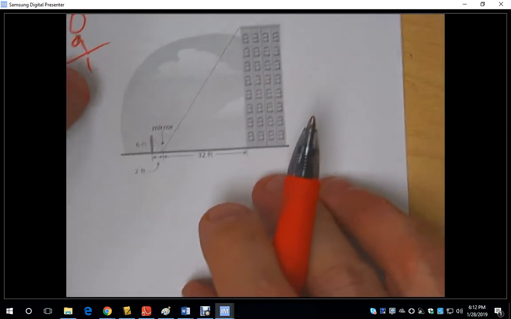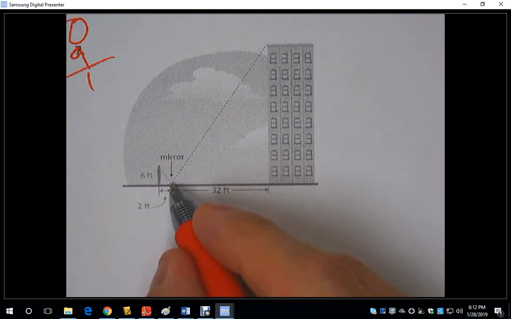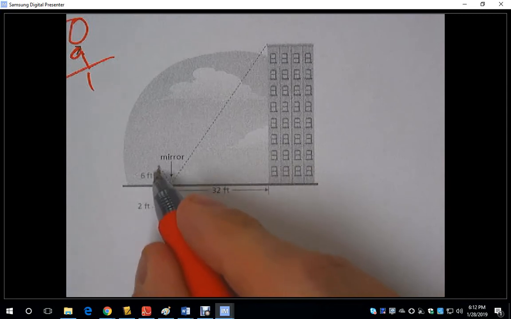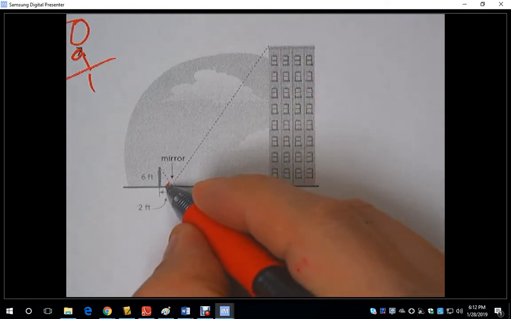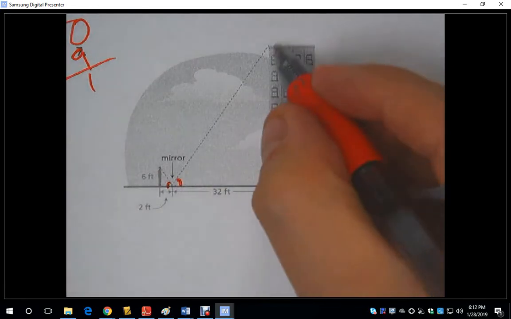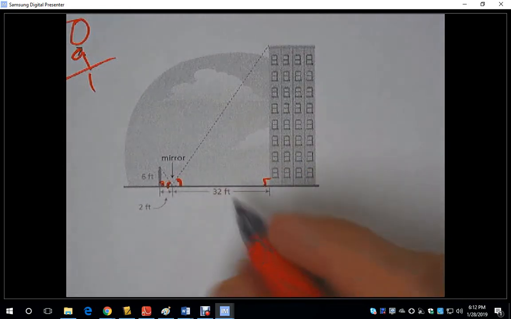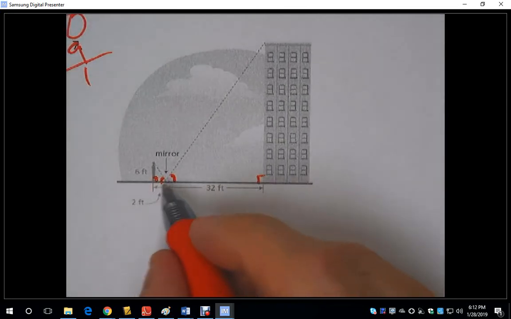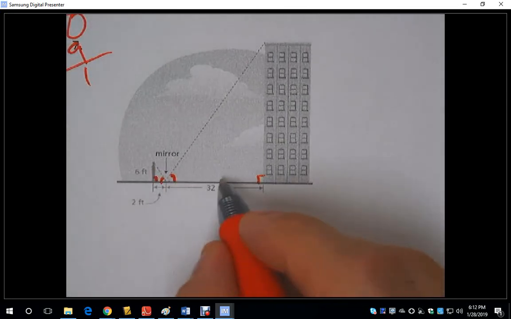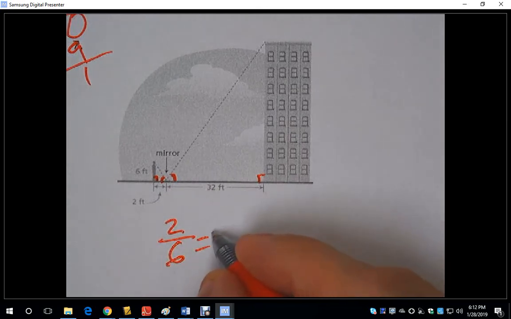So let's look at the last one. This is also a cool idea. If I have a mirror and I place the mirror in such a way that I'm standing erect, and if I look through the mirror, I can see the top of the building, then these two angles here are congruent. And if the building is perpendicular to the ground and I'm standing perpendicular to the ground, then I have similar triangles. So distance to the mirror is to height as distance to the mirror is to height.